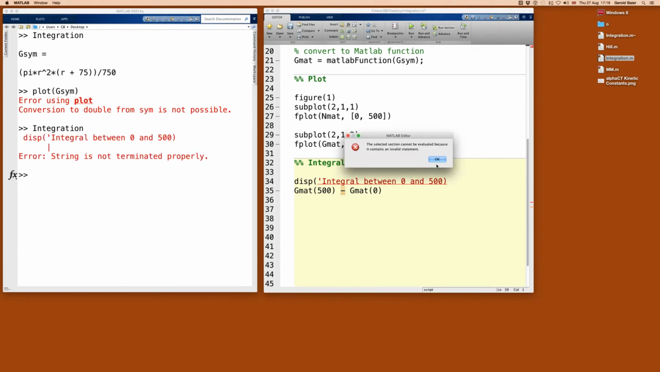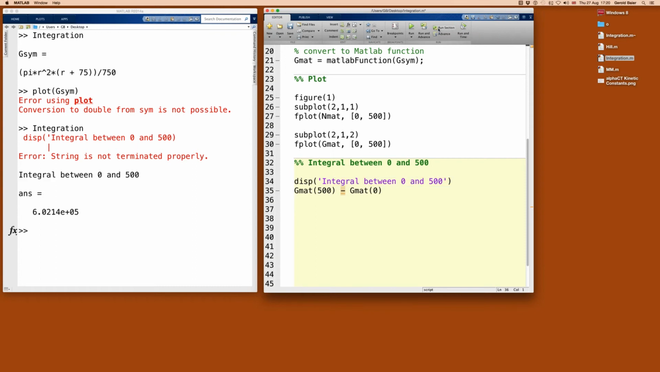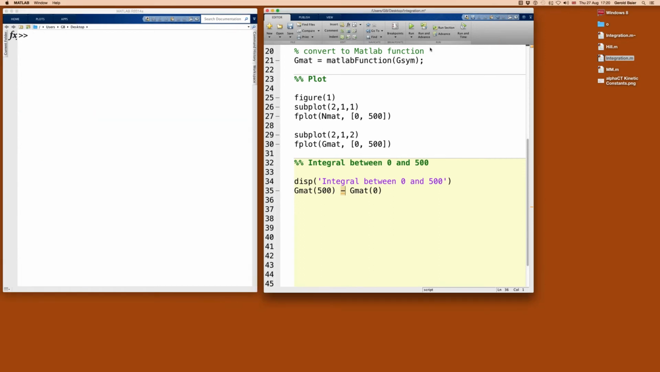That didn't work. I've forgotten an apostrophe. That's simple colons, yes, for a comment. Okay, I'm just going to clear the screen so we can see what's going on. Now we have this comment at the top, integral between 0 and 500. And because you didn't put a semicolon at the end of this line where the difference is calculated, we get the answer directly in the command window.